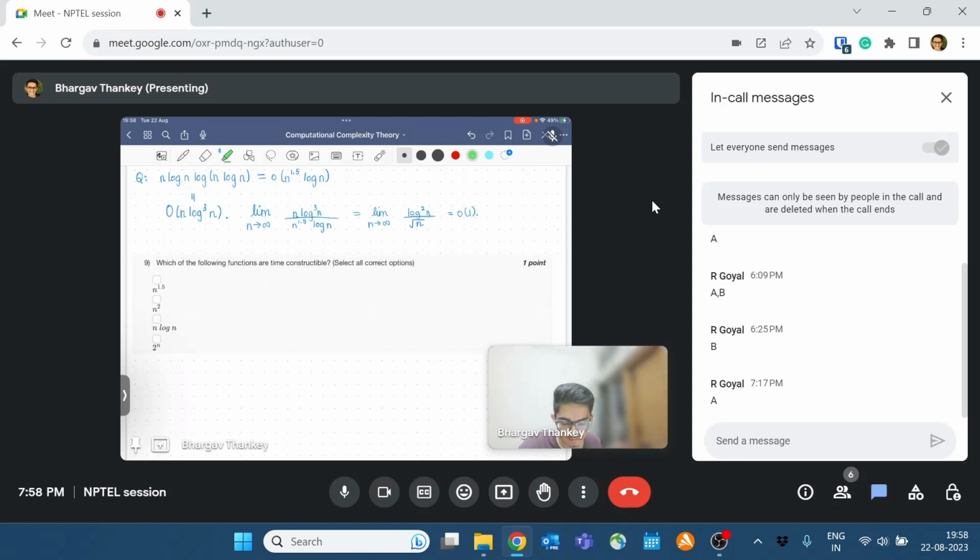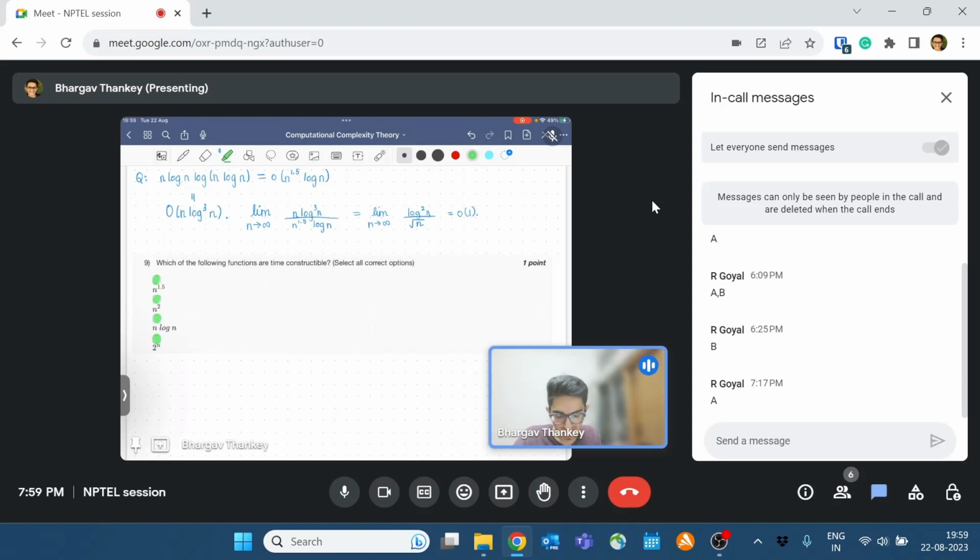Actually, it is not clear how to know whether a function is time constructible or space constructible, because in the notes they have written only one thing, that commonly used functions are space constructible. So I think the only way I know to show that a function is time constructible is to actually come up with an algorithm that constructs it in the appropriate time. Let me tell you one thing: all four are correct.